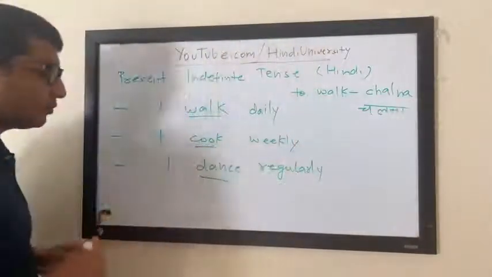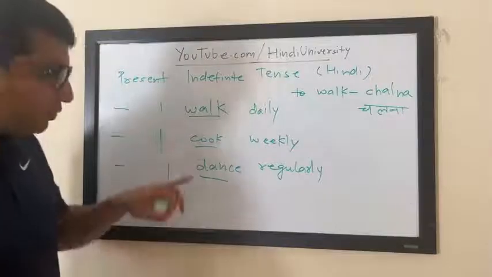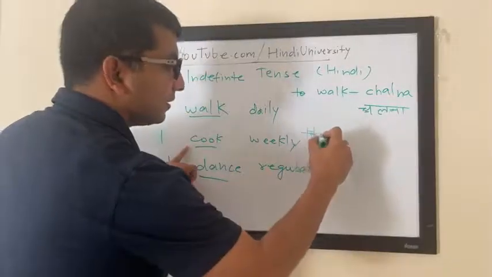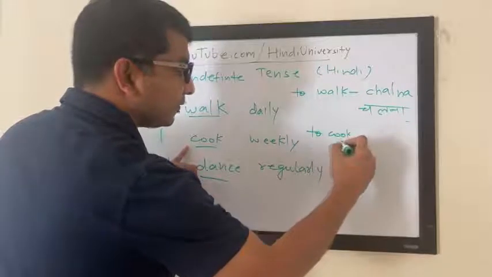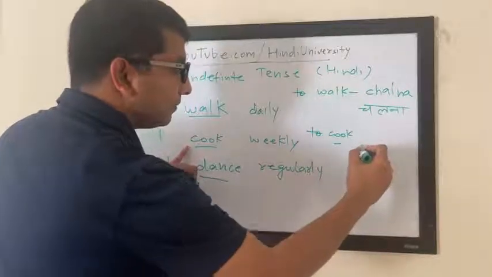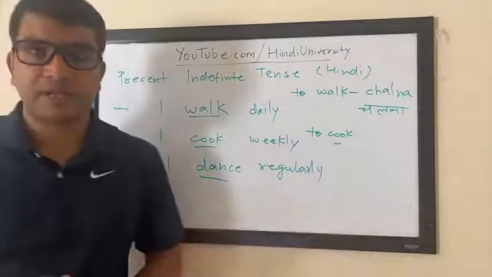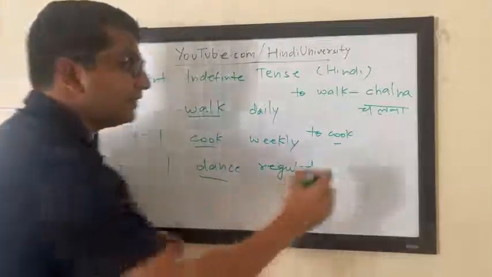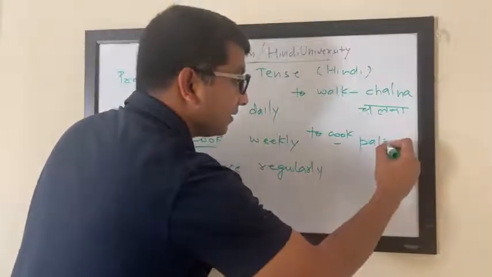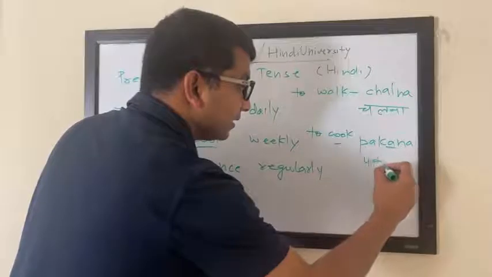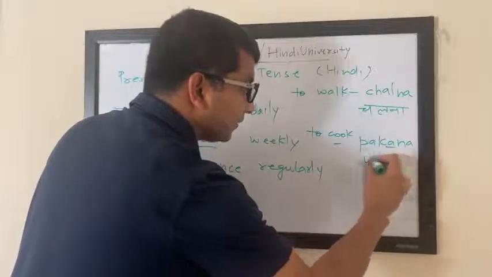Next one, to cook. What do you think it's to cook? Again, you only, Master Ramji. To cook. Pakna. Okay, one more time. Pakna. Okay, pakna is being cooked, right? Oh, pakana. Very good, right? Pakana. This A, okay, pakana. Pa, ka with A and then na with A, pakana.